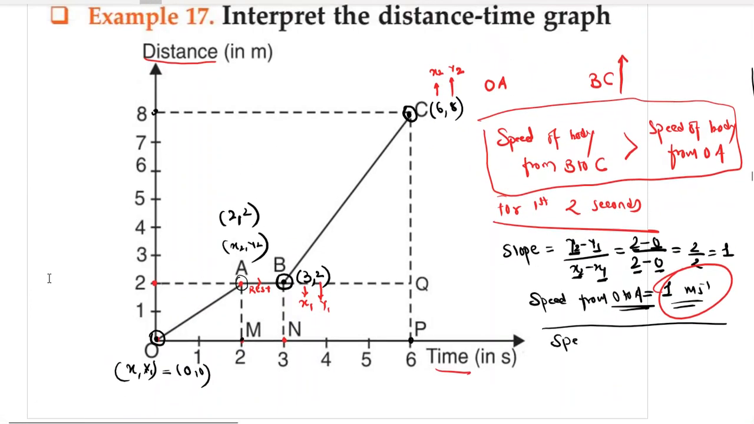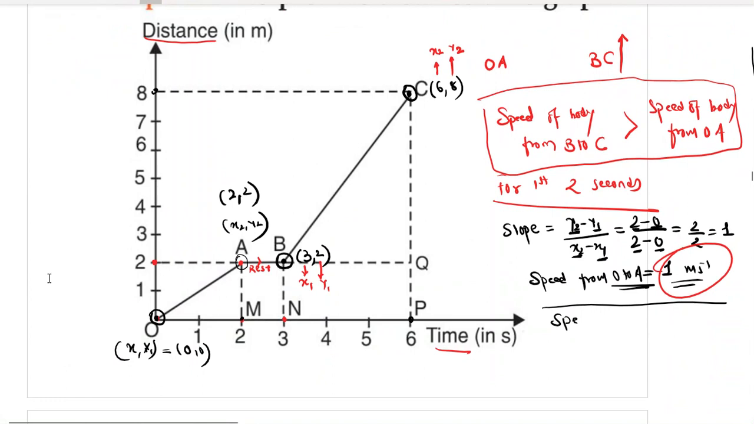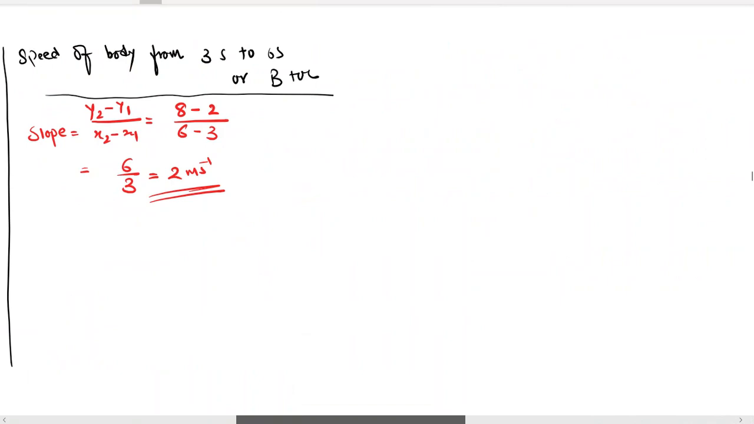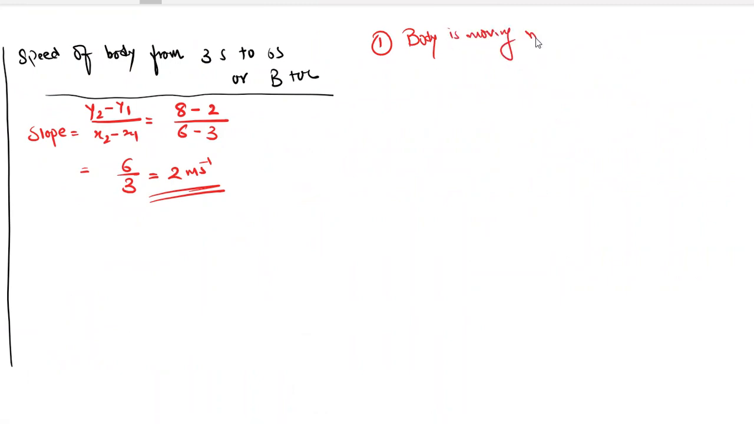Let's write this down. Where should we write it down? Okay, let's write it down a little bit over here. Number one, first thing, the body is moving with a constant speed of 1 meter per second from O to A.